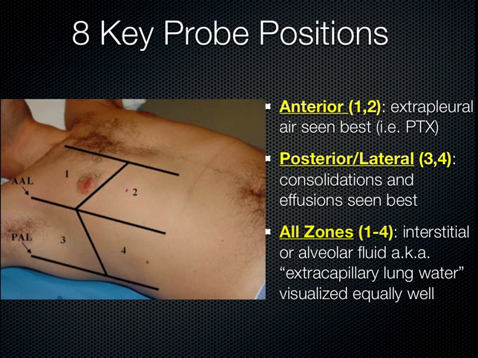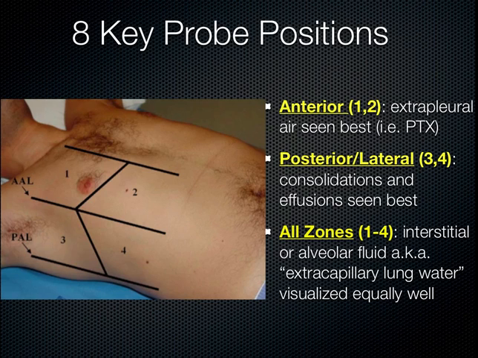And it's important to scan all 8 lung zones to evaluate for a complete chest exam. We have 2 anterior lung zones on the right and left, and 2 posterolateral lung zones on the right and left. All zones should be equally evaluated, and it doesn't take but a few seconds each.